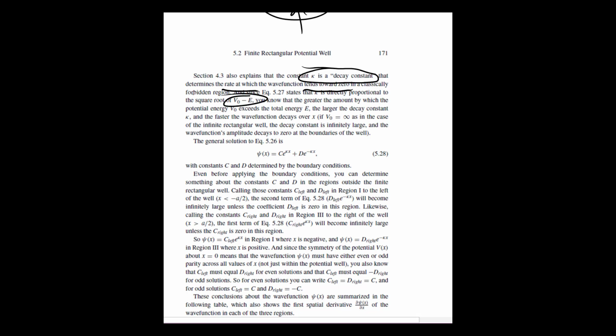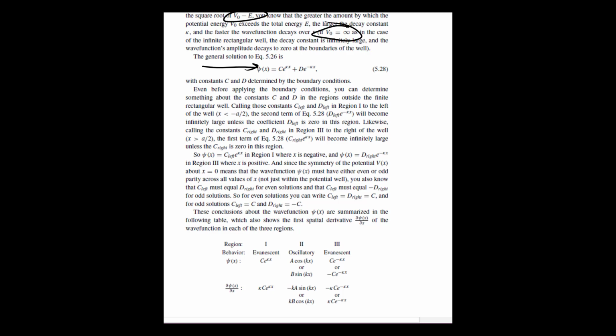It determines the rate at which the wave function tends towards 0 in the classically forbidden region. Since that's proportional to V0 minus E, the bigger that difference, the faster the waveform will decay to 0. That's why in the infinite well case, when V0 is infinity, it decayed infinitely quickly. That is, it went to 0 at the boundaries. Now, it's going to go to 0 over some range of distance outside the well. So we're going to write our general solution just as we did before, and recall, with kappa infinitely large, we had to set both of these constants to 0, and that meant no waveform outside the well. Not true now. So what can we say about the constants?